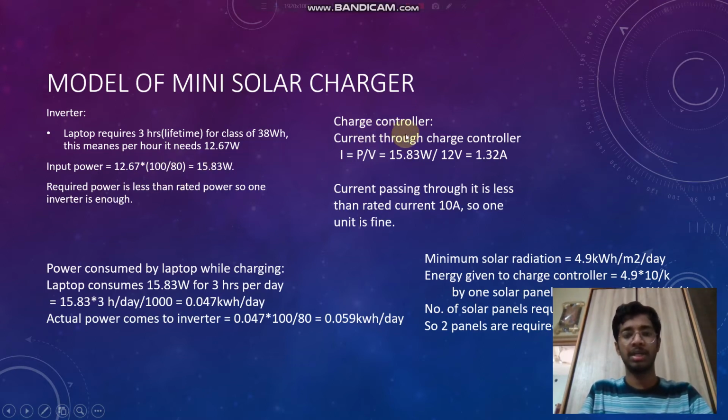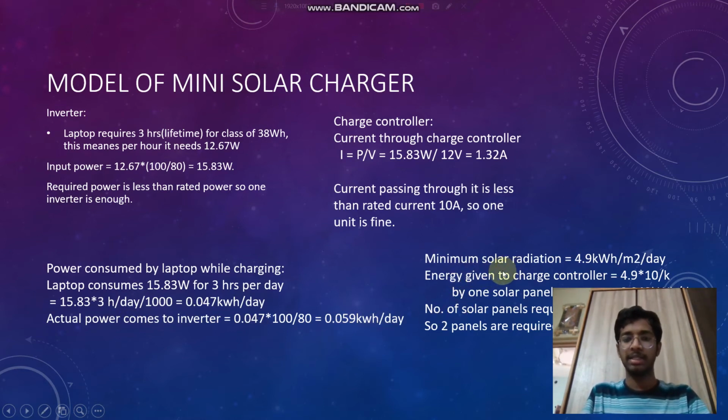And coming to the charge controller, the current which passes through the charge controller is 1.32 amperes, which is very much less than 10 amperes, the rated current. So one charge controller is enough. If the current passing through the charge controller is greater than 10 amperes, then we should install a series combination of charge controllers. And coming to power consumed by the laptop while charging, the actual power which comes to the inverter is 0.059 kilowatt-hour per day.